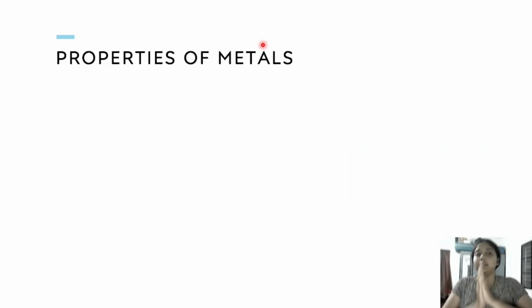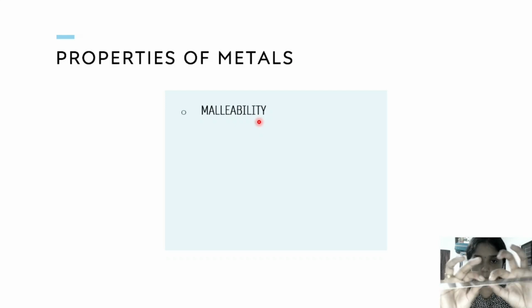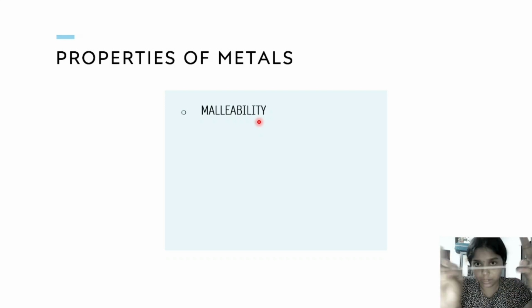Now, to summarize, we can see the properties of metal that we have discussed in the class. First is malleability. So what is malleability? Malleability is the property of metal in which the metal can be hammered into thin sheets. So look at this. The aluminum or the steel has been hammered into a thin sheet. This is malleability, and the most malleable is gold.